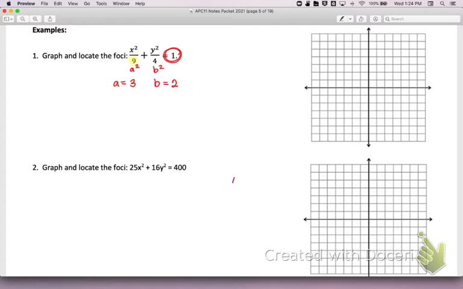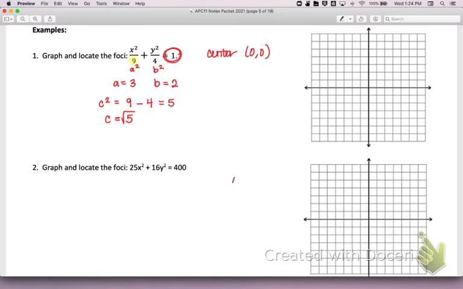C squared is equal to A squared minus B squared. So that means that C squared is equal to 5, so C is the square root of 5. We're always looking for positive values here because it's measuring a distance on the graph. So since we have our center at 0, 0, okay, the center is going to be at 0, 0.